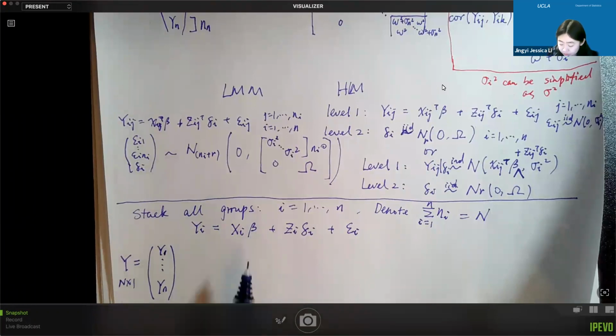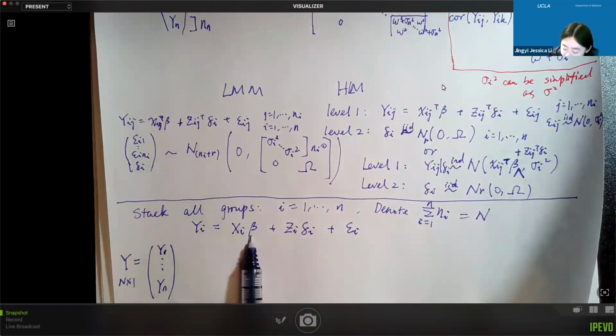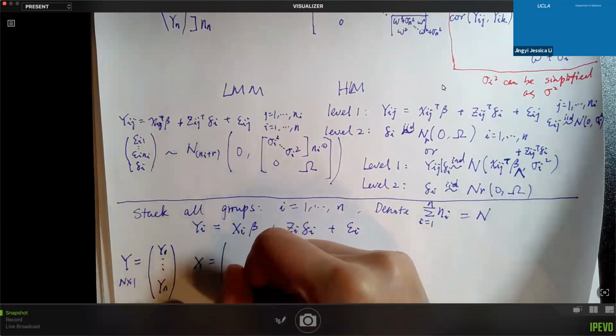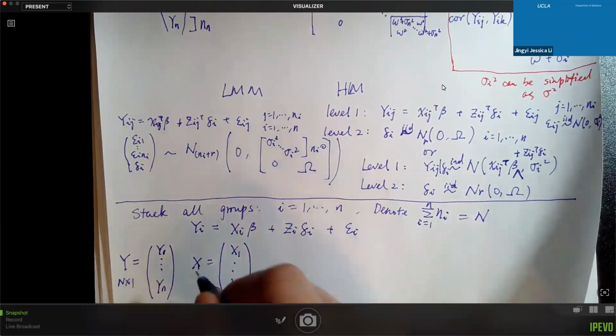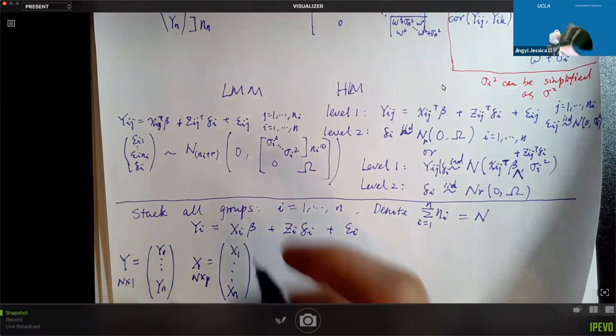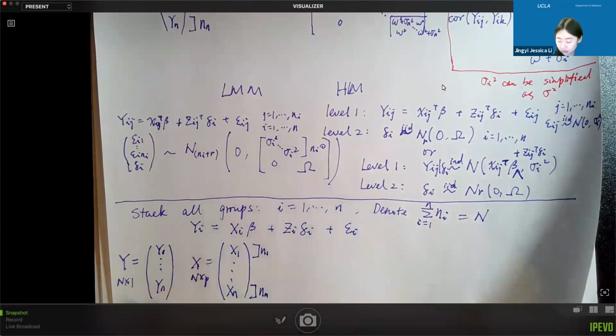And for the design matrix, since I have a design matrix for each group, but they have the common beta. So you will know after stacking, beta stays as beta, and all the Xi's share the same columns. So the X will be stacked by row. It will be X1 to Xm. So this will give me a capital N by P matrix. So same P columns, still P columns, but just that I have N1 rows from that design matrix and Nm rows from the last design matrix.